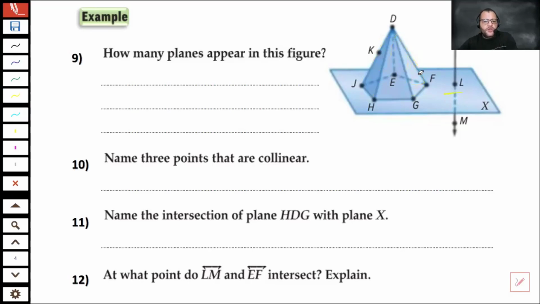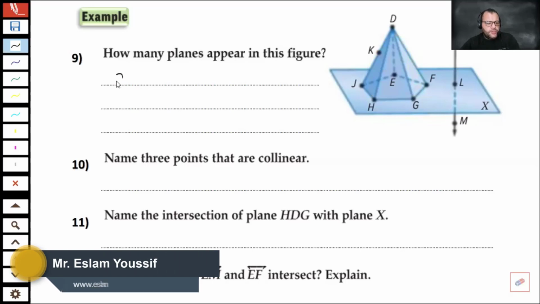Can we find it without counting, this way? Just count the bases that you have. How many points? 1, 2, 3, 4, 5. So it means you have 5 lateral planes and one at the bottom, so it will be 6. You understand how you can find it? So how many planes do we have? We have 6 planes.